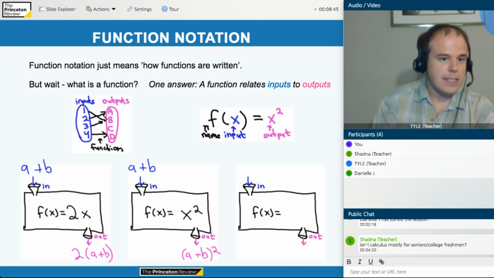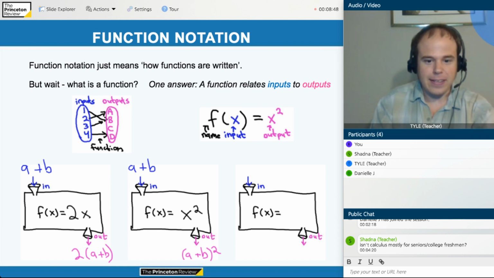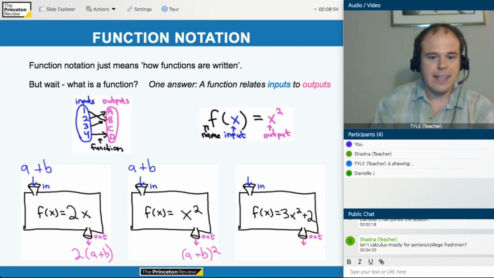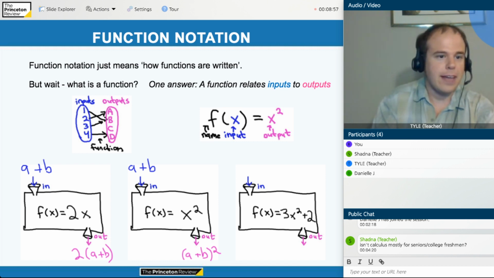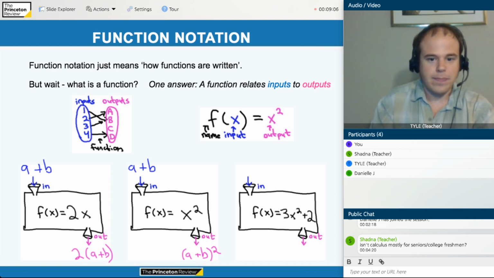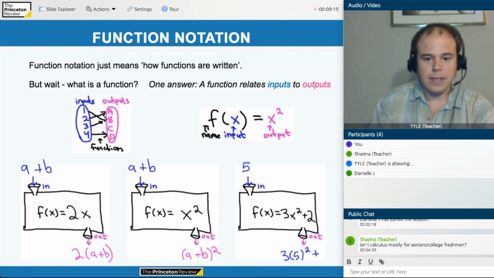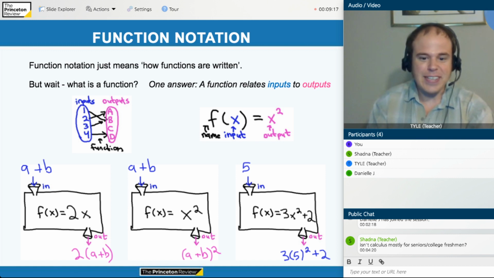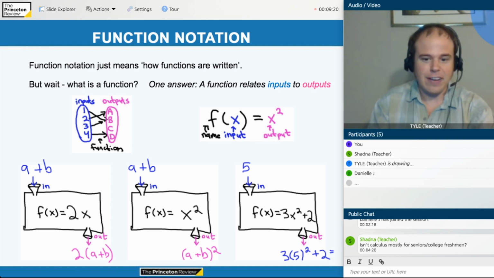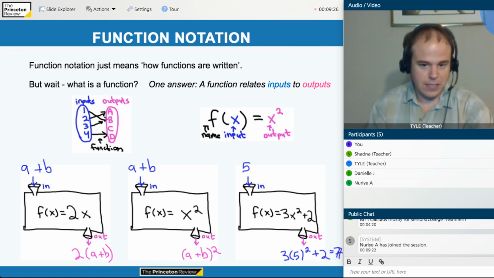Okay, and my function could be something more complicated. I won't go too crazy, but let's just say that it's like 3x squared plus 2. Then whatever I put in, I apply that rule to it. So let's say that I were to plug in 5. Well, then I would do 3 times 5 squared plus 2. 5 squared is 25. 3 times 25 is 75. 75 plus 2 is 77. Great. So if I put in 5, this function gives me 77.